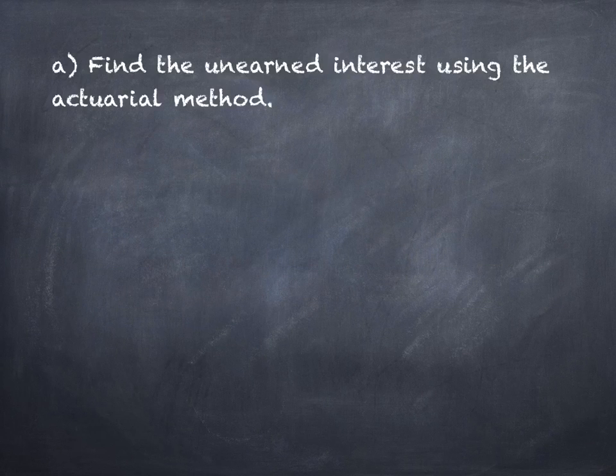So part A wants us to find the unearned interest. So let me write in here the formula for unearned interest. Somebody tell me, what is my formula to find unearned interest? U equals KR. What's next, Trent? H over 100 plus H. Good.